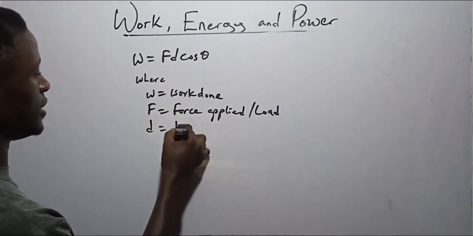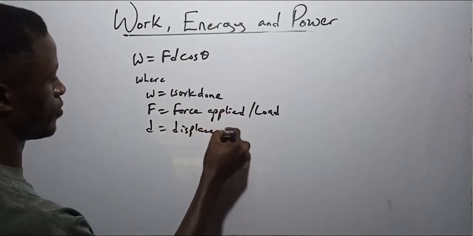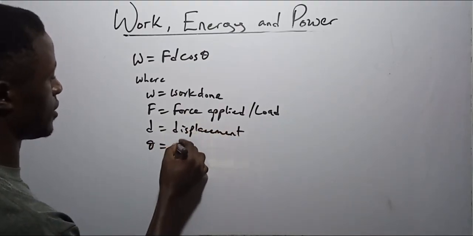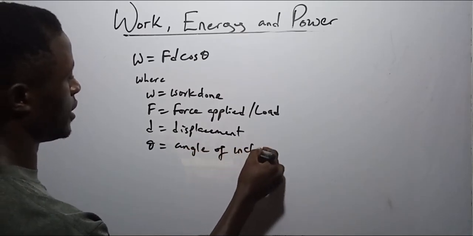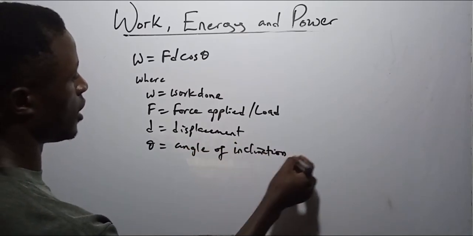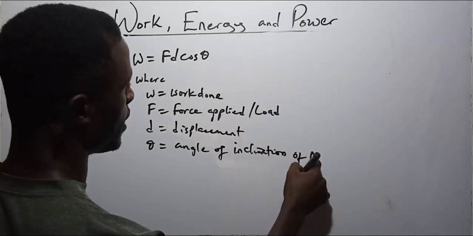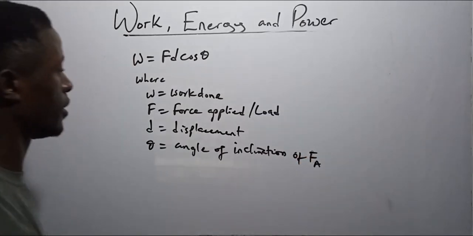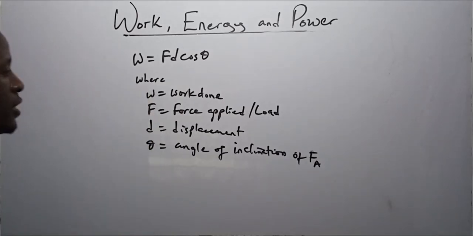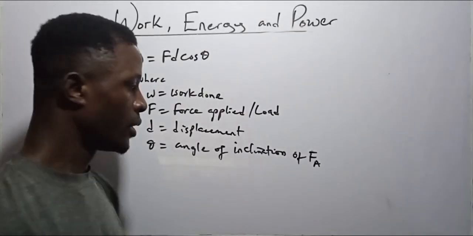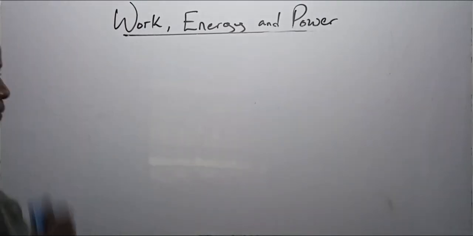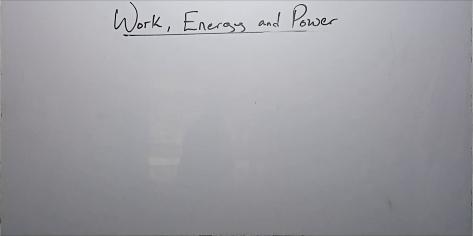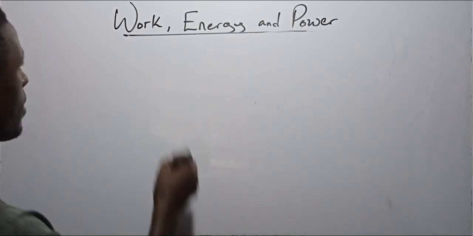So D is displacement. And of course, theta is equal to the angle of inclination of the applied force FA. So once you know all this, you can calculate your work done. Okay, so let us quickly go to power.